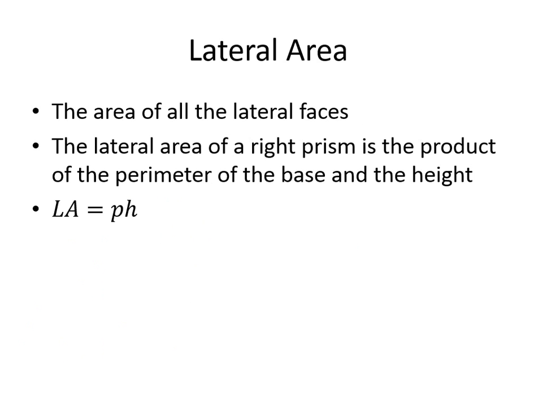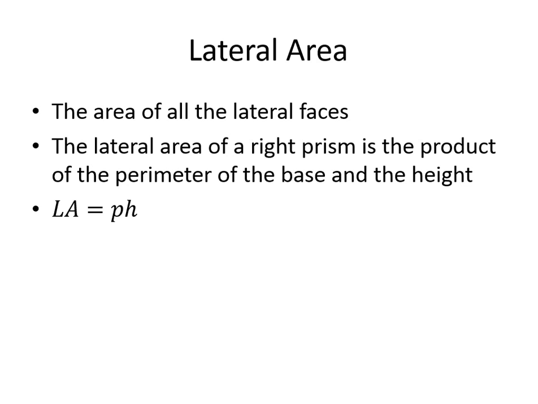Okay, so lateral area. The lateral area is the area of all the lateral sides. So if you were to add up the area of all the lateral sides, which are usually all rectangles, that is your lateral area. Okay, and the lateral area of a right prism is the perimeter of one of the bases times the height. So you remember what perimeter is. Perimeter is the length around the figure, and then you multiply it by how tall it is.